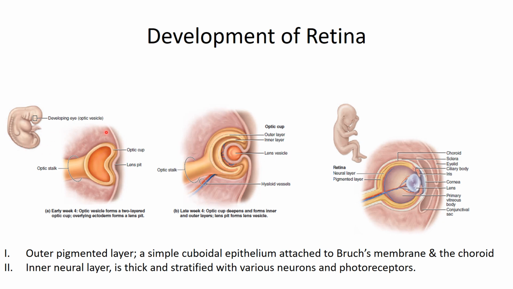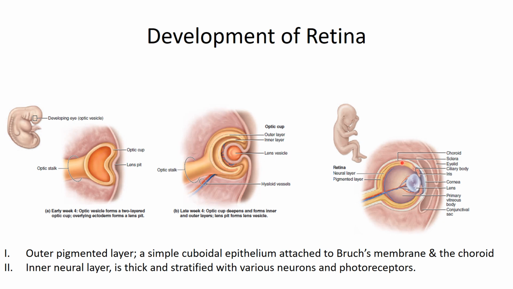Now something about the development of the retina. As we know, this portion develops from the optic cup. The optic vesicle forms the optic cup from the neuroectodermal portion, and this optic cup deepens further, and it is now evident as an outer and inner layer. There are two layers, and finally they form two distinct layers.